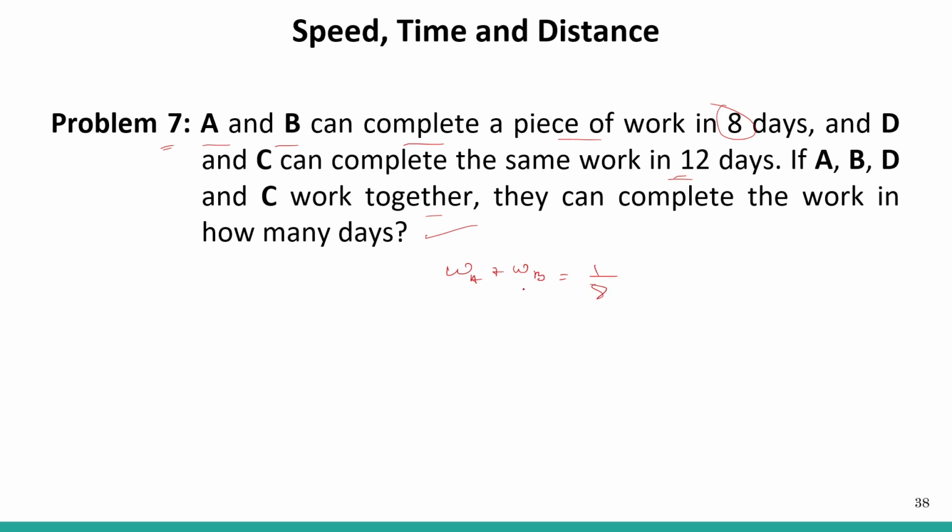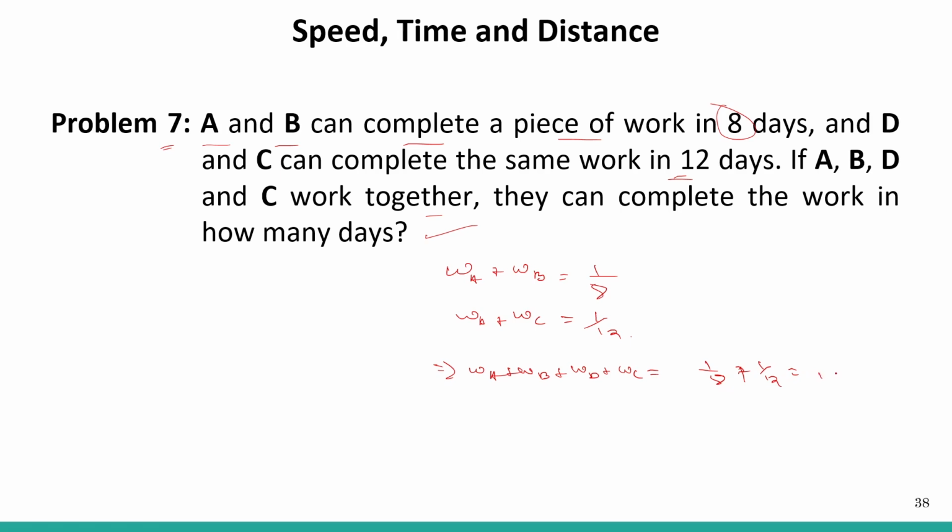That is, work rate of A plus work rate of B is equal to 1 by 8. And given that WD plus WC is equal to what? It is 1 by 12. Okay, so this implies that WA plus WB plus WD plus WC is equal to what? It will be 1 by 8 plus 1 by 12. So this is equal to, so it will be 12 into 8 is equal to what?